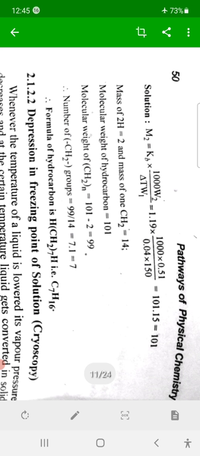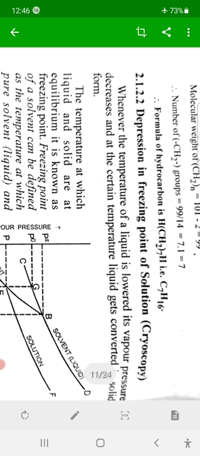Based on that, many examples are given, and you should try to solve some small examples, for 2 or 3 marks in your question paper for your exam.